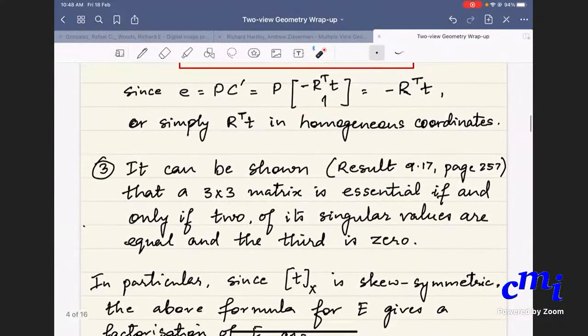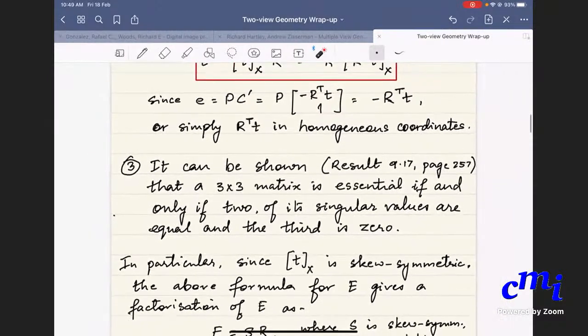Now moving ahead, this is something that we are not going to show, but you can look up if you are interested. It can be shown that a 3x3 matrix is essential if and only if two of its singular values are equal and the third is 0. I can give you some sort of justification, but the proof you can go through if you are interested. So what I'm saying is that any 3x3 matrix whose two singular values are equal and the third one is 0 is an essential matrix of some camera configuration.